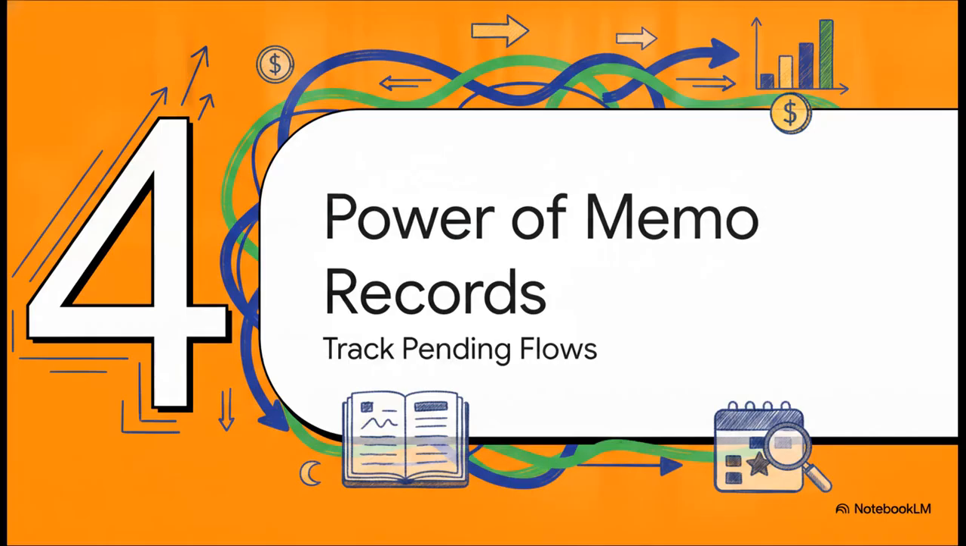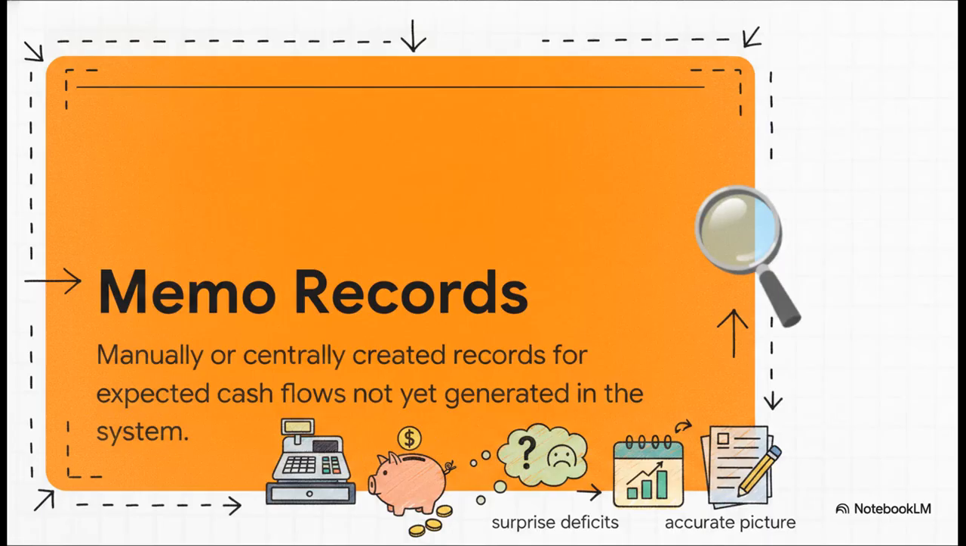Which brings us to Section 4, the power of memo records. Now, this is your ultimate tool for tracking money that hasn't officially moved yet. But what exactly is a memo record? Well, they're manually or centrally created records for expected cash flows that just haven't been generated in the system yet.